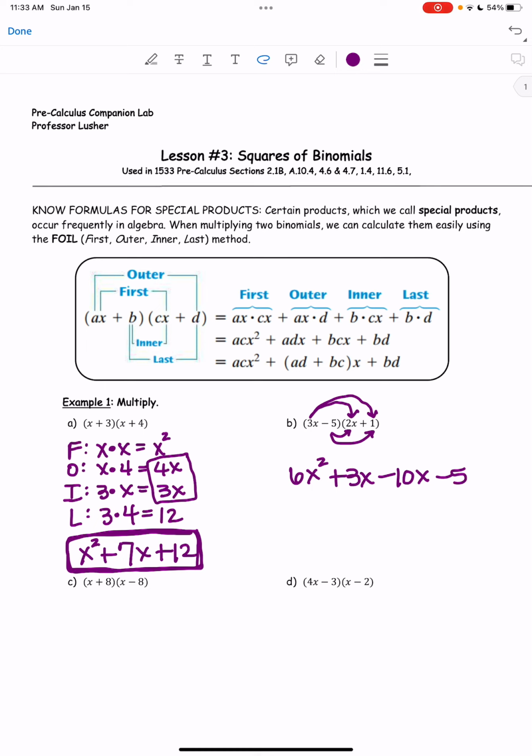Again, if you're using this FOIL method more times than not, I'm not going to say every time because it's not true, but most times, these middle terms are what we can combine. They're going to be your x terms. So I'm going to bring my 6x squared down. 3x minus 10x gives me negative 7x. And then bring down your minus 5.